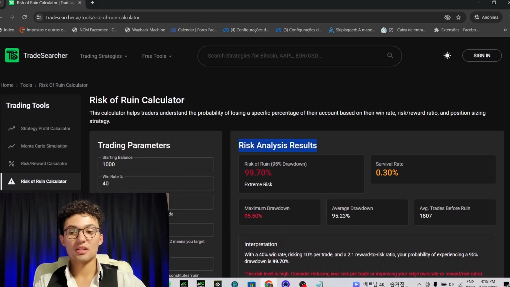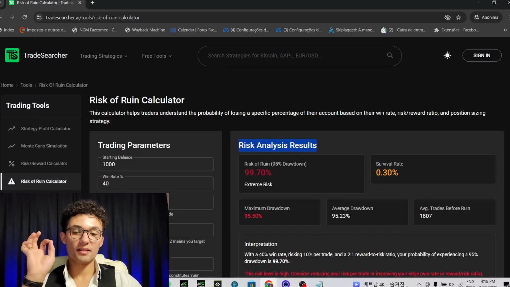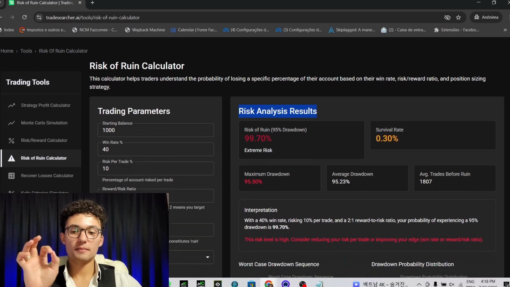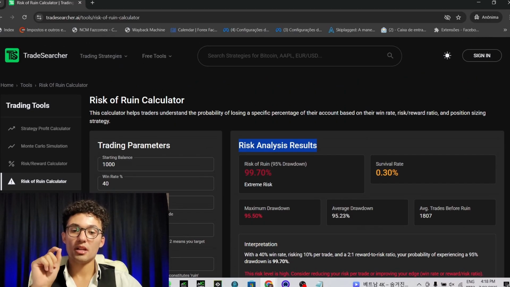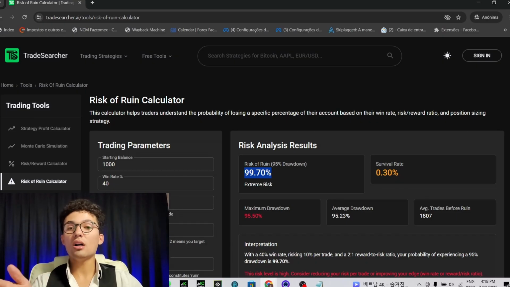If you have a strategy with 40% win rate, risk return 1 to 2, even though it's a profitable strategy, if you set 10% as risk per trade, you have 99.7% risk of ruin. It's basically 100% sure that you will blow your account.